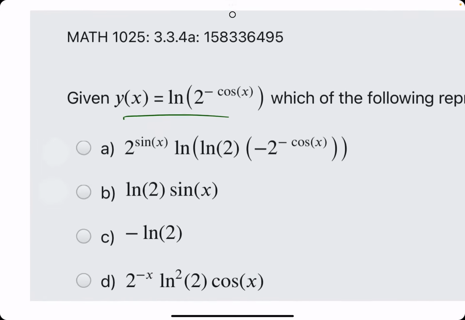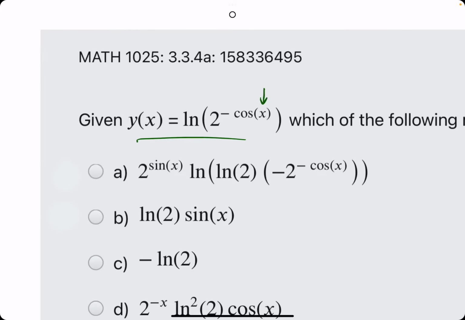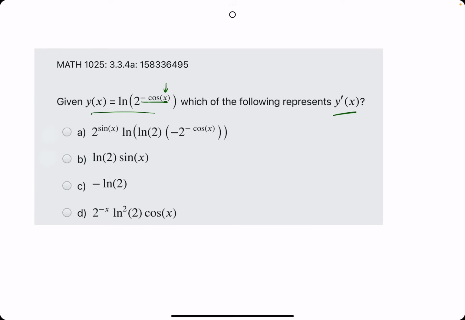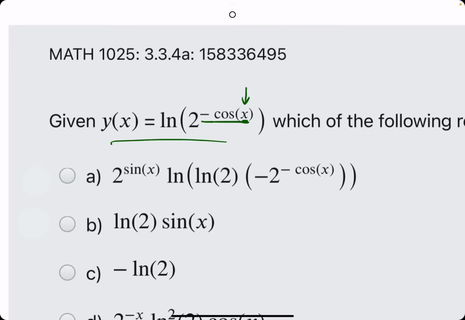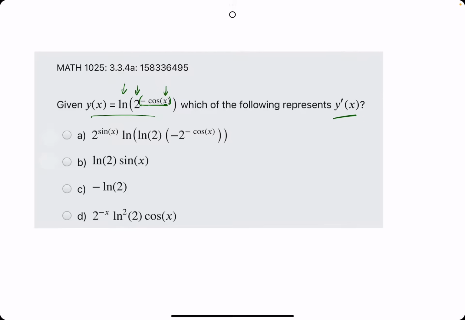Our innermost layer is the one with x. So x, I guess we could call our inside layer, but we probably want to start outside of that. So x just has a derivative of 1, so we don't need to worry about that. We more need to worry about what is outside of the x layer. So negative cosine of x should be our innermost layer. As we work our way out, we have 2 raised to the something, and then the natural log as our outermost layer.